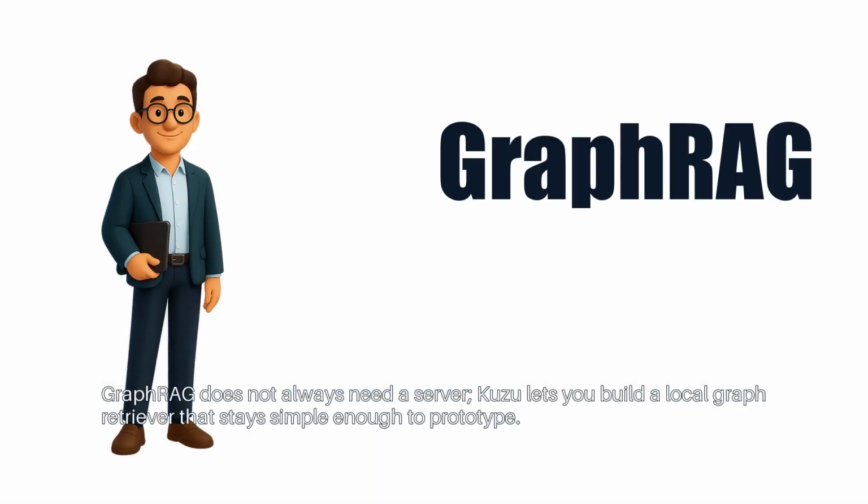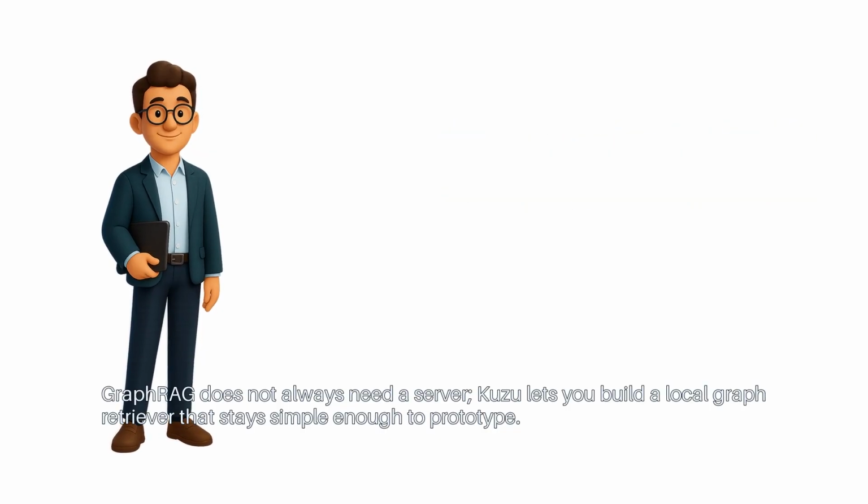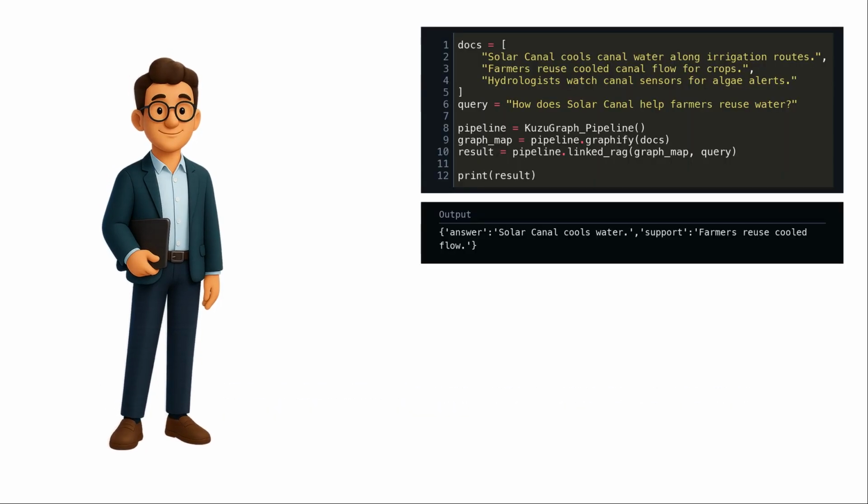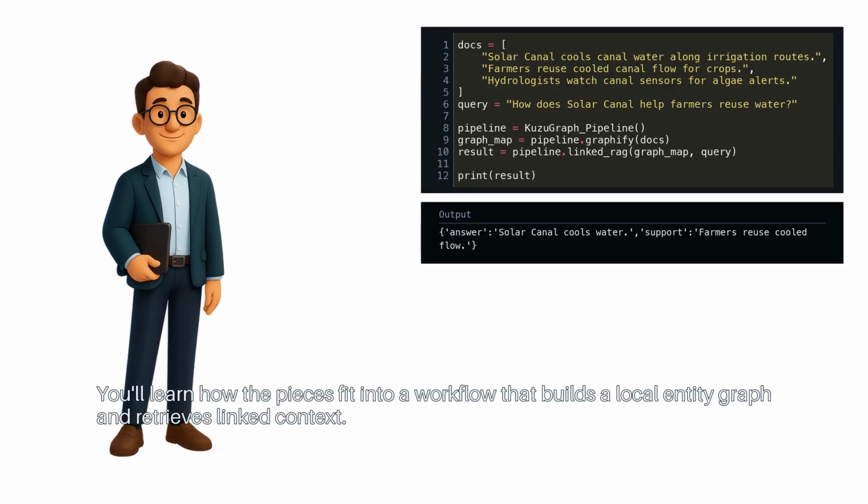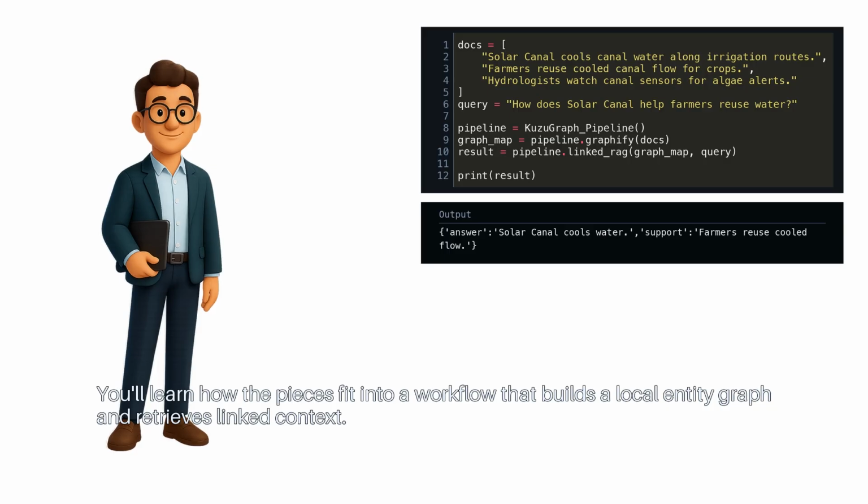GraphRAG does not always need a server. Kuzu lets you build a local graph retriever that stays simple enough to prototype. You'll learn how the pieces fit into a workflow that builds a local entity graph and retrieves linked context.